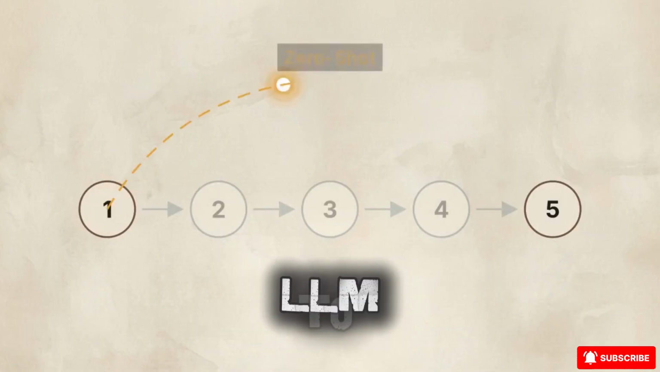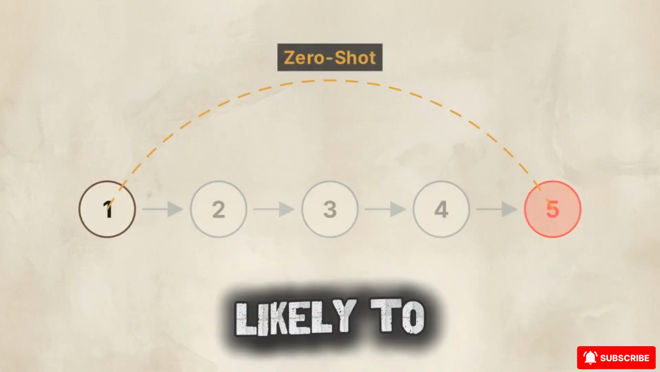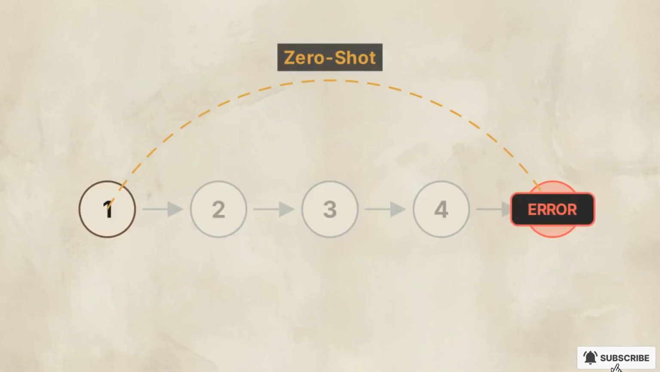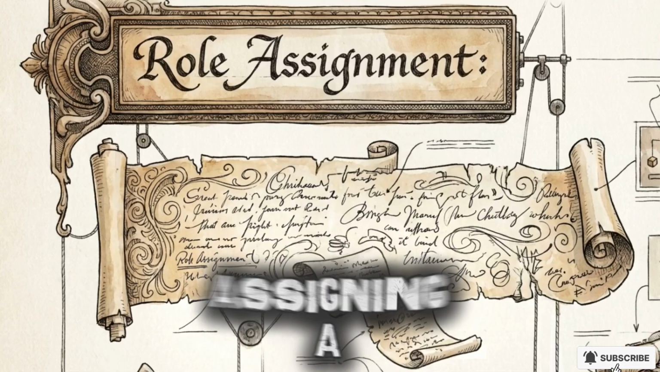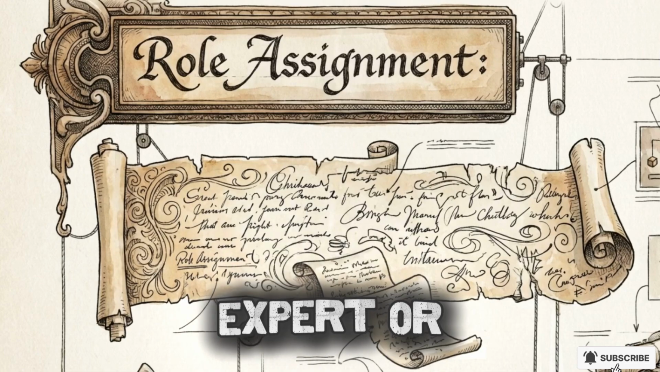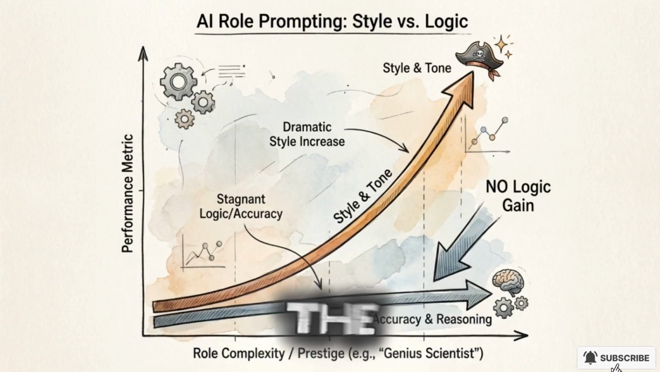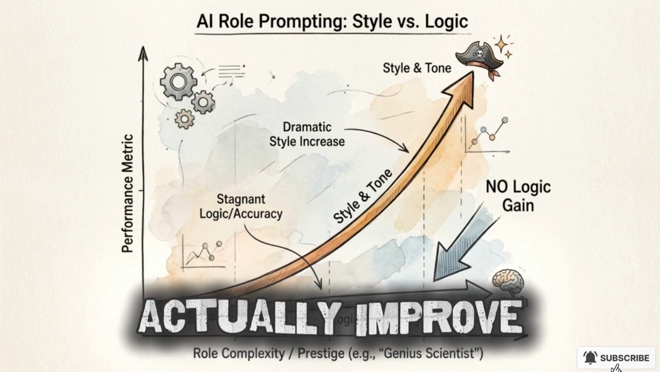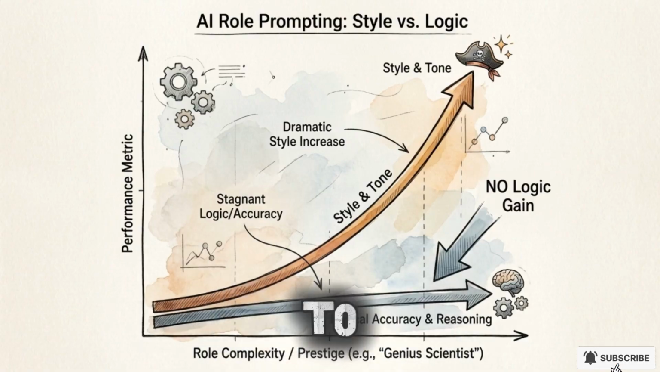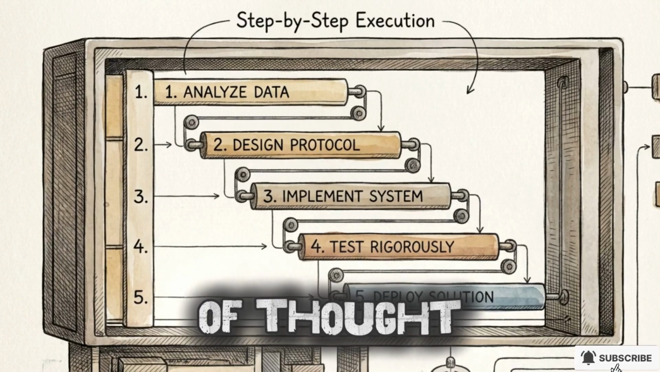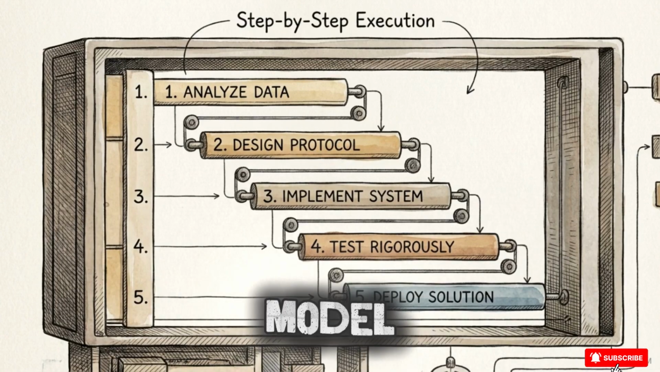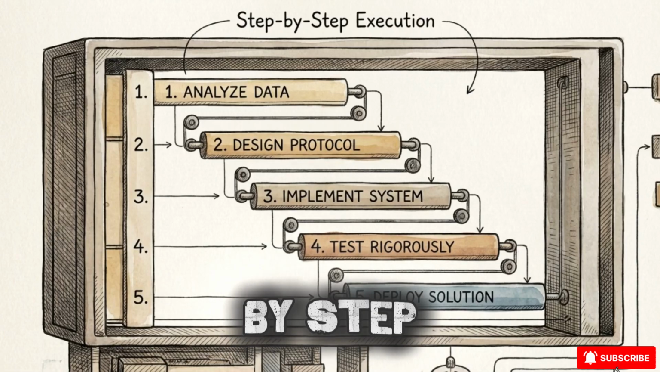If you force an LLM to jump straight to an answer, it's more likely to skip steps or make mistakes. Some users try to solve this by assigning a role, telling the AI it's an expert or a genius. While this helps with the style of the response, it doesn't actually improve the model's logical accuracy. To improve accuracy, we use chain-of-thought prompting. This forces the model to reason through the problem step by step before it delivers the final answer.